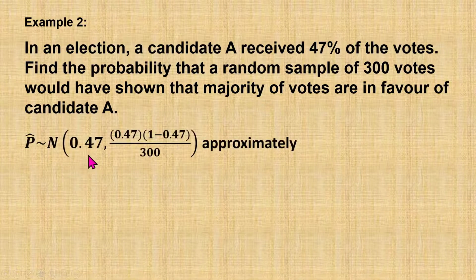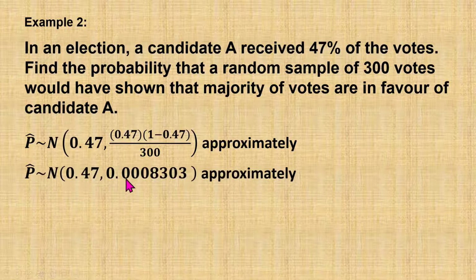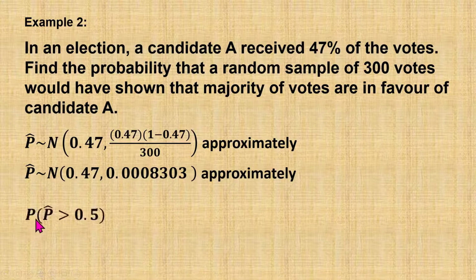The mean is the same as the population proportion, which is 0.47. The variance is P times Q divided by n. So this is the distribution of the sample proportion. And we are going to find the probability of a majority of votes. Majority means more than half. Since we are dealing with the proportion, we can use 0.5. So the probability of a majority of votes is the same as the probability that the sample proportion is greater than 0.5.